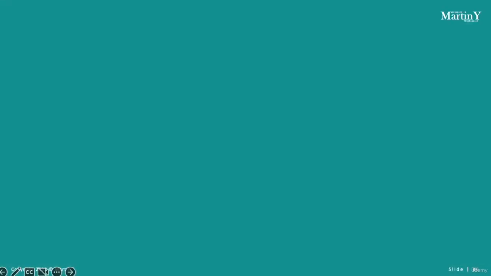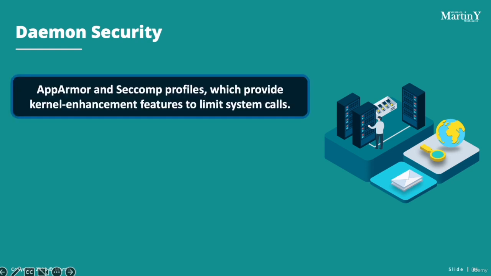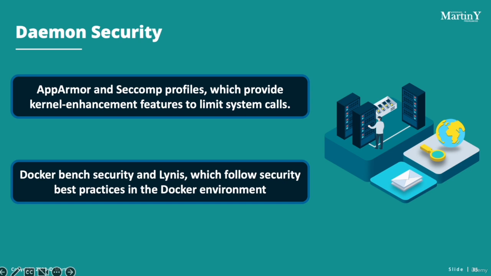Now we're going to cover topics like the Docker daemon and the AppArmor and seccomp profiles, which provide kernel enhancement features to limit the system calls. Also, we'll talk about tools like Docker Bench for Security, which follows the best security practices in the Docker environment. I will also share some of the most important recommendations that can be followed during auditing and Docker deployment in a production environment.